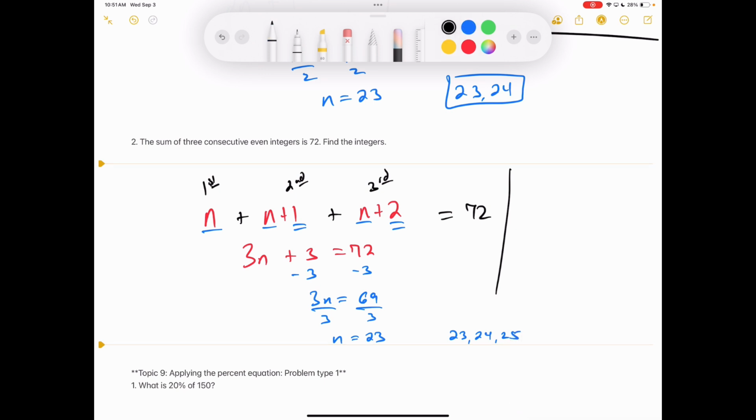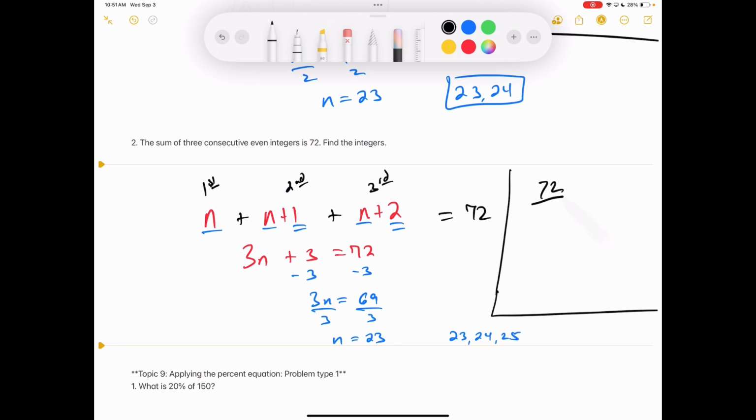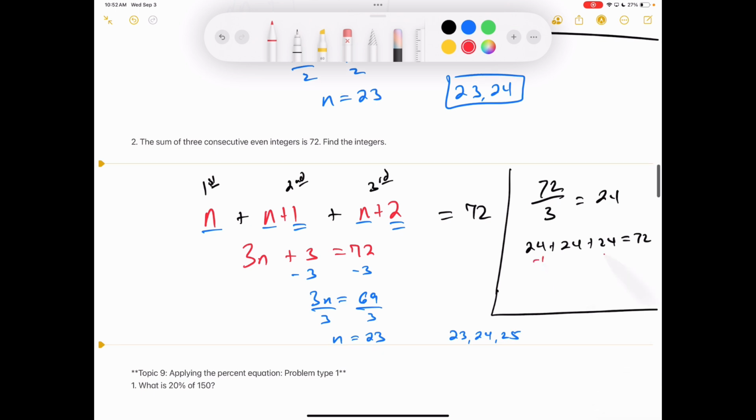All right, thinking-through-it way. What if I did 72 divided by 3? I get 24. So this says 24 plus 24 plus 24 is 72. Well, we need them to be consecutive integers. What if I just subtract 1 from here and add 1 to here? 23 plus 24 plus 25 equals 72. So you can just divide it by 2 or 3 or whatever and get it in the ballpark, and it's going to be right around there.